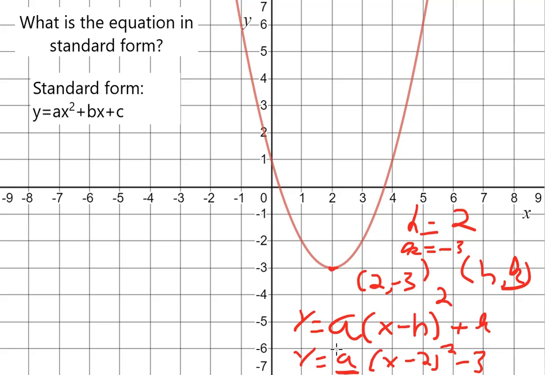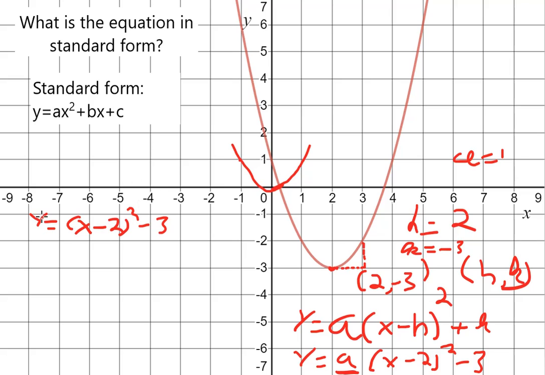A is the vertical stretch or shrink. So let's just compare this parabola to how a parabola normally goes. If we were to graph x squared, when we go over 1, the first time we go up 1 from the vertex. So if this has been stretched or shrunk, it will not go up 1 when we go over 1. However, when we go over 1, we go up 1, which means there is no stretch or shrink. So that means a is 1. So our equation is y equals (x minus 2) squared minus 3.